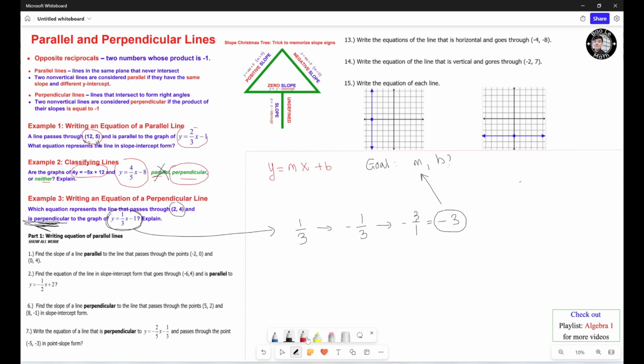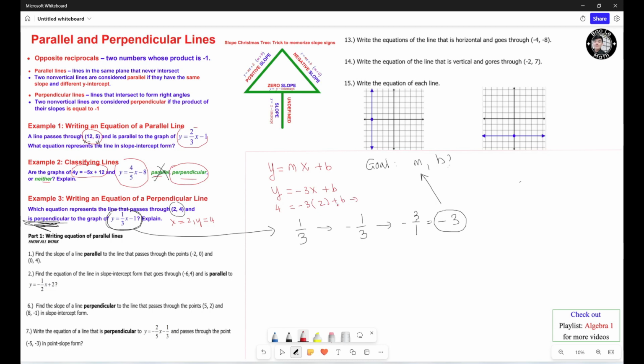So I substitute into this equation right here. I have y equals negative 3x plus b. Next, I look at the second piece of information. This line passes through the point (2, 4), which is x equals 2, y equals 4. I plug it in over here. So y, I put 4, equals negative 3 times x, which is 2, plus b.